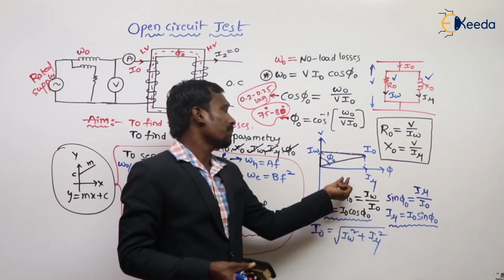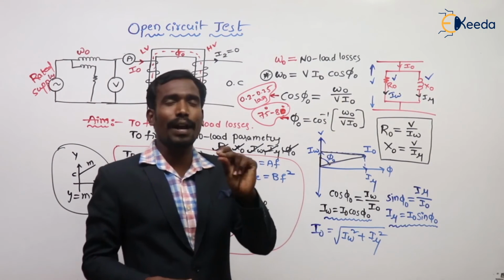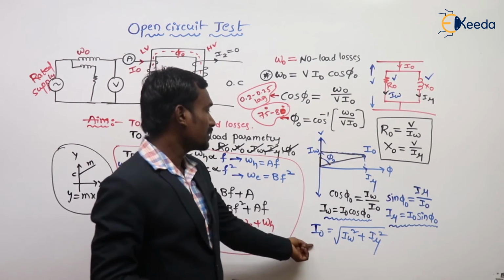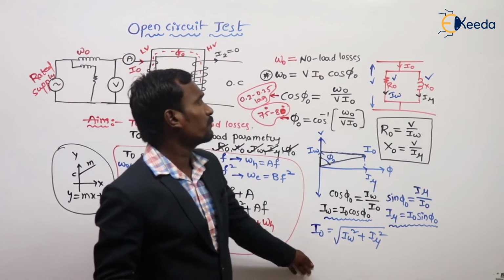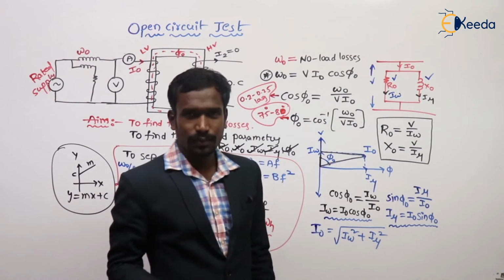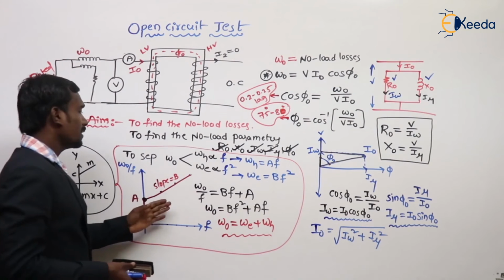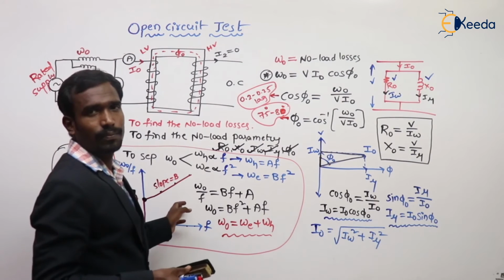Then after, from this cos phi and sin phi, I calculated I_W and I_mu. I naught is nothing but the sum of I_W and I_mu. Then from this I calculated R naught and X naught. And then after, I did a test with V by F constant.